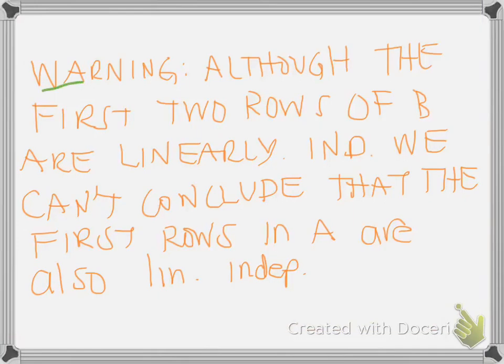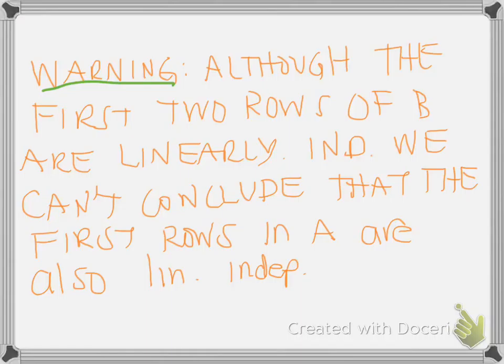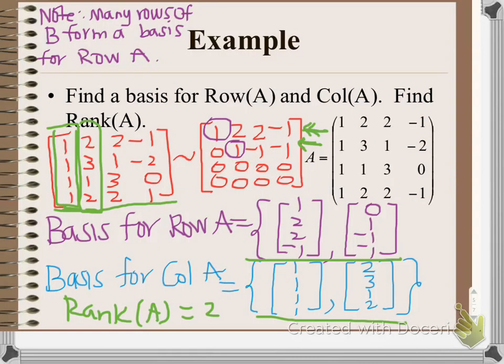Here's a warning. Although the first 2 rows of B are linearly independent, so that's these first 2 rows here, we can't conclude that the first 2 rows of A will also be linearly independent, okay?